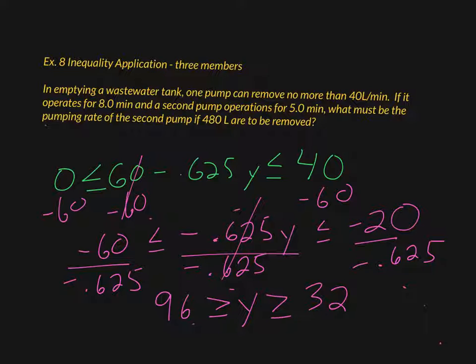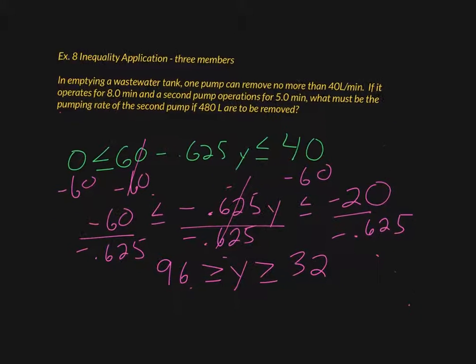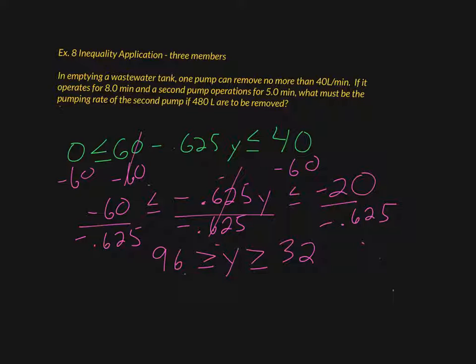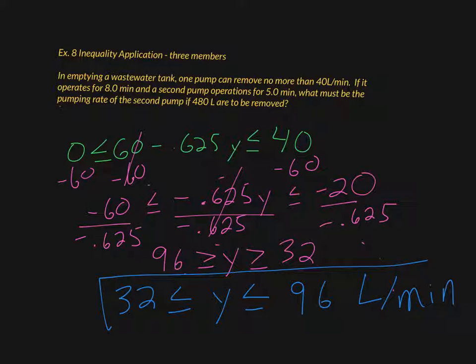If I don't like the way that's written, we're going to make it go from smallest to biggest. So let's rewrite this. Your final answer should be 32 less than or equal to y, which is less than or equal to 96, and that's liters per minute. This would be the pumping rate of the second pump. It can be between 32 liters and 96 liters per minute is how much the second pump can pump.